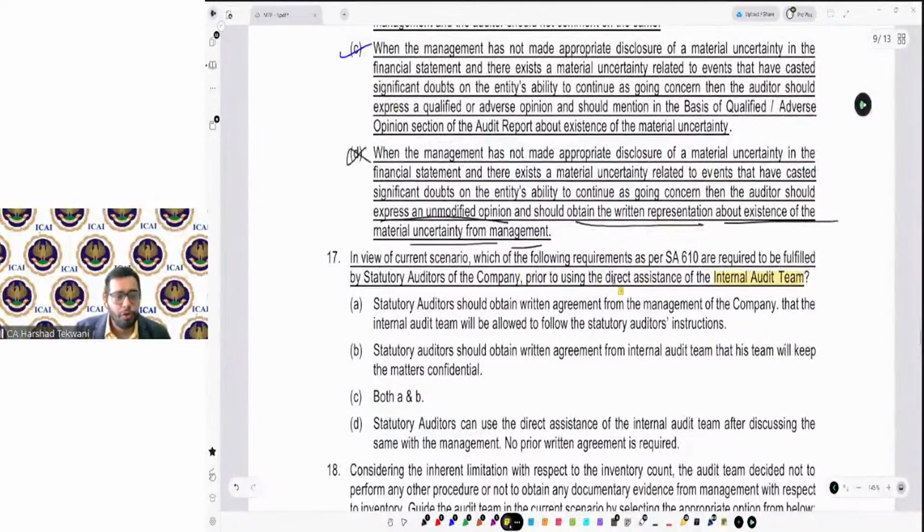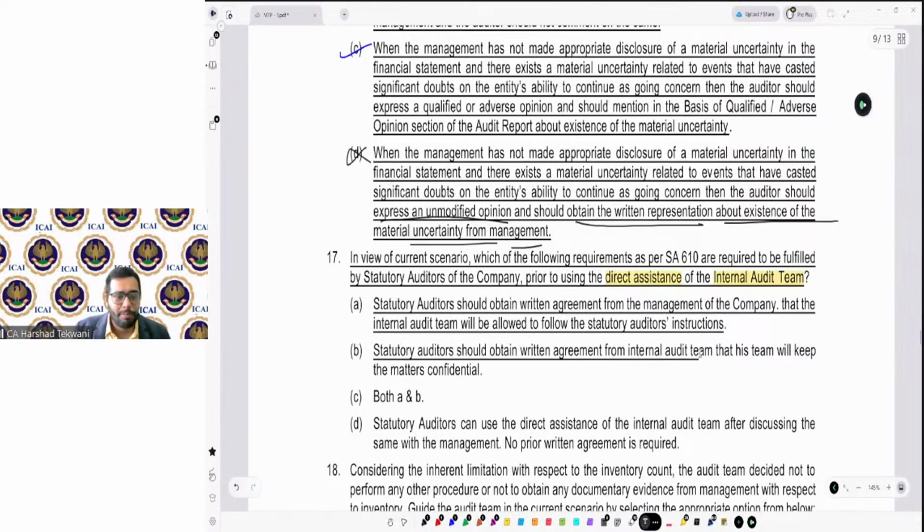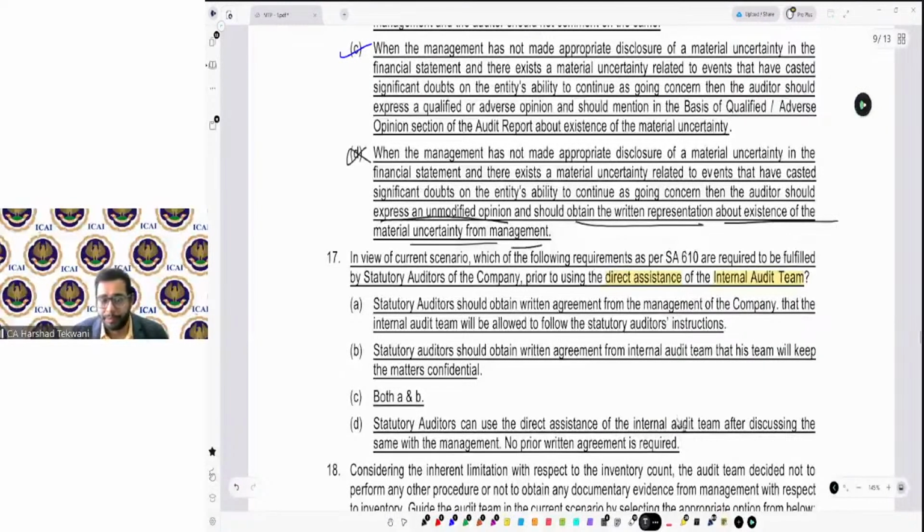Here the company wants to use direct assistance of the internal audit. A: The statutory auditor should obtain a written agreement from the management of the company that the internal audit team will be allowed to follow the statutory auditor's instructions. B: The statutory auditor should obtain a written agreement from the internal audit team that they will keep the matters confidential. C: Both A and B. D: The statutory auditors can use direct assistance of the internal audit team after discussing the same with the management. No prior written agreement is required.